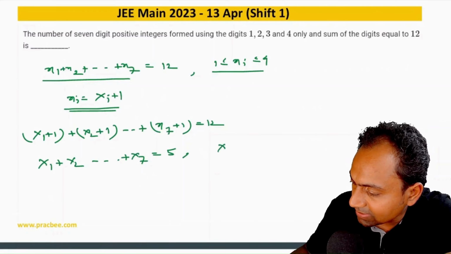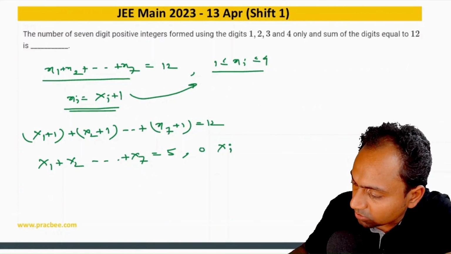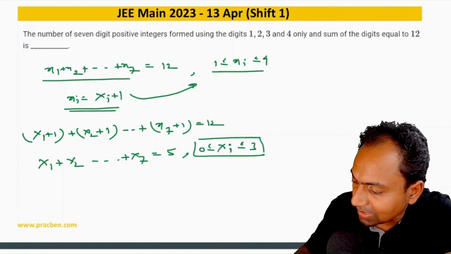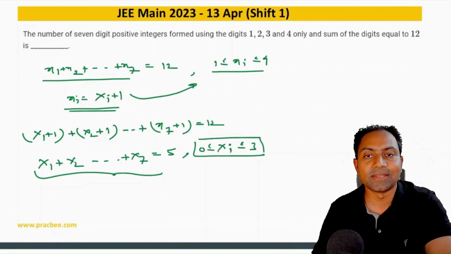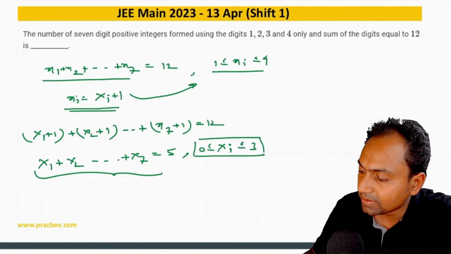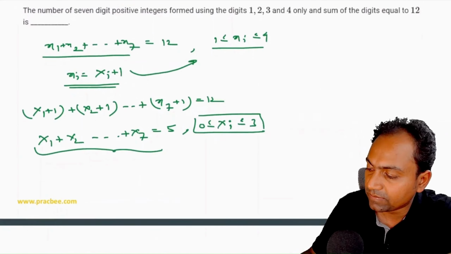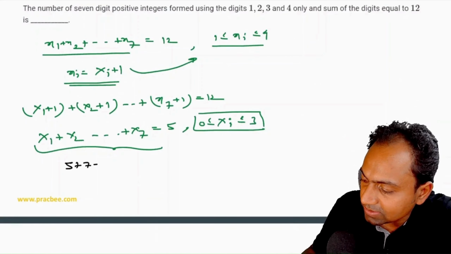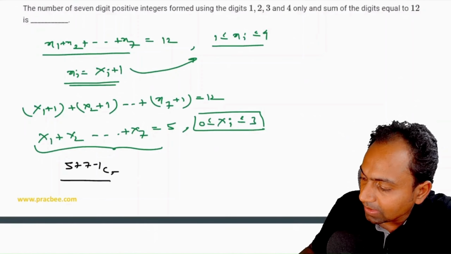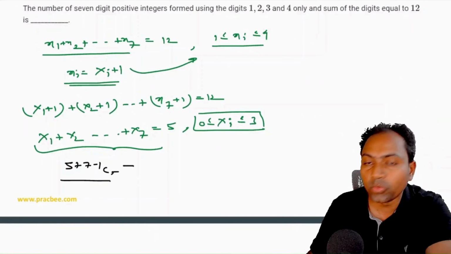And the value of xi, see, if you put this value here, comes out to be between 0 and 3. Now again, the problem is that even if I apply my beggar's method, I will not get the exact answer. The reason is that the maximum value of xi can be 5. So if I write my total answer, that is nothing but 5 plus 7 minus 1 C5. I need to subtract two very important cases.